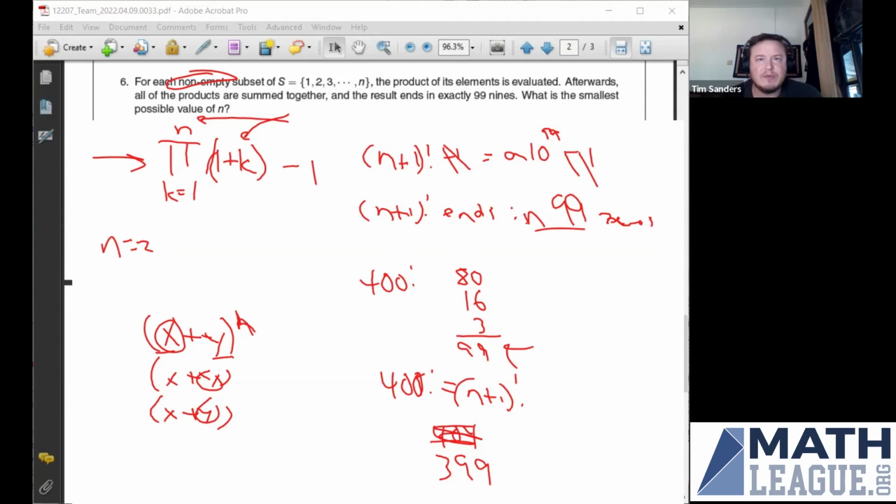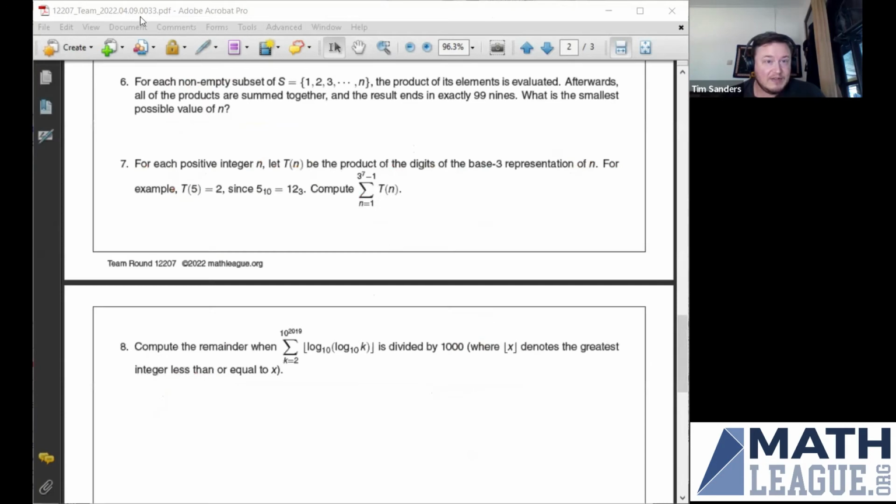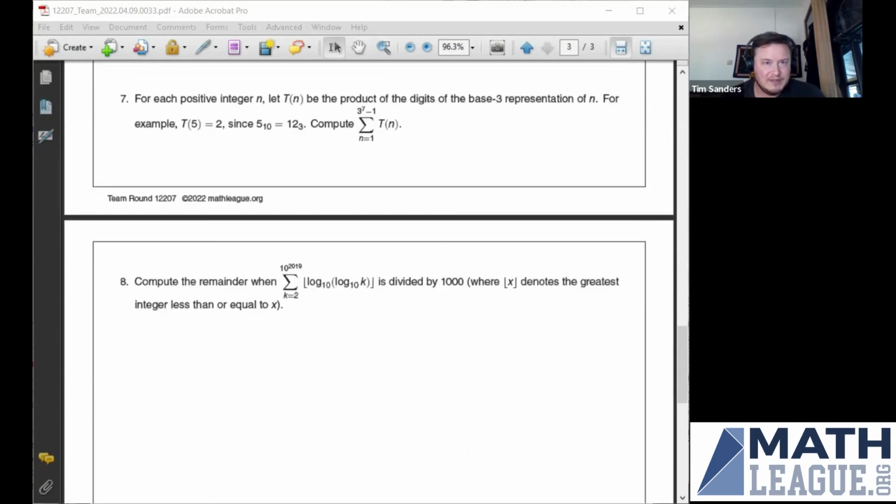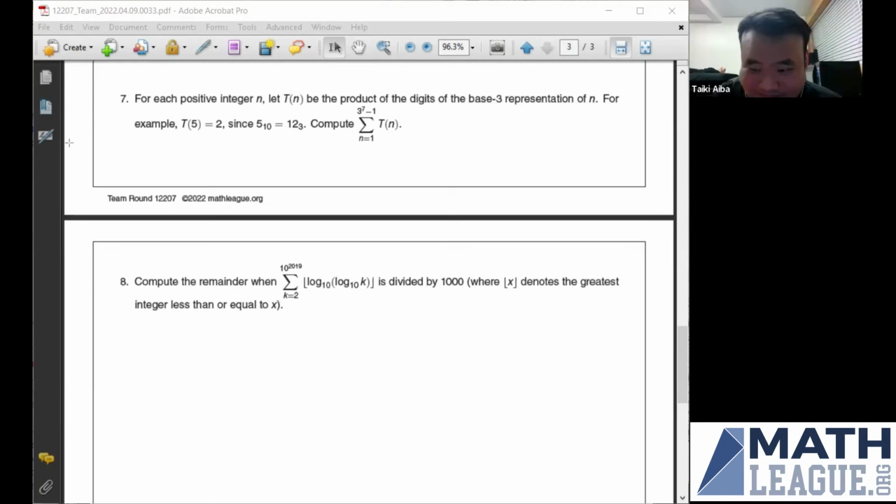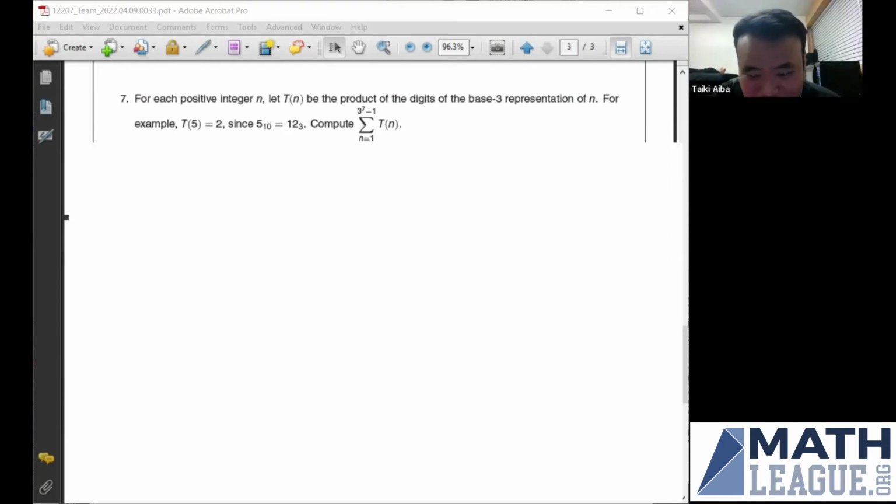But I think we can move on to the next one because we got the answer here, and it came up with a nice approach for it. So I like that. That's a cool observation on that product. All right, number 7.